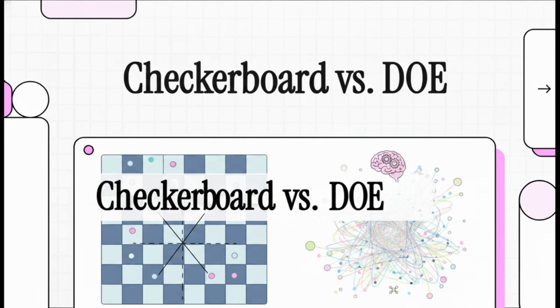Welcome to this explainer. Today, we're diving into a foundational technique used in literally every bioanalytical lab worldwide and exploring some hard data that suggests it might just be time for a massive upgrade. We're talking about ELISA antibody optimization.